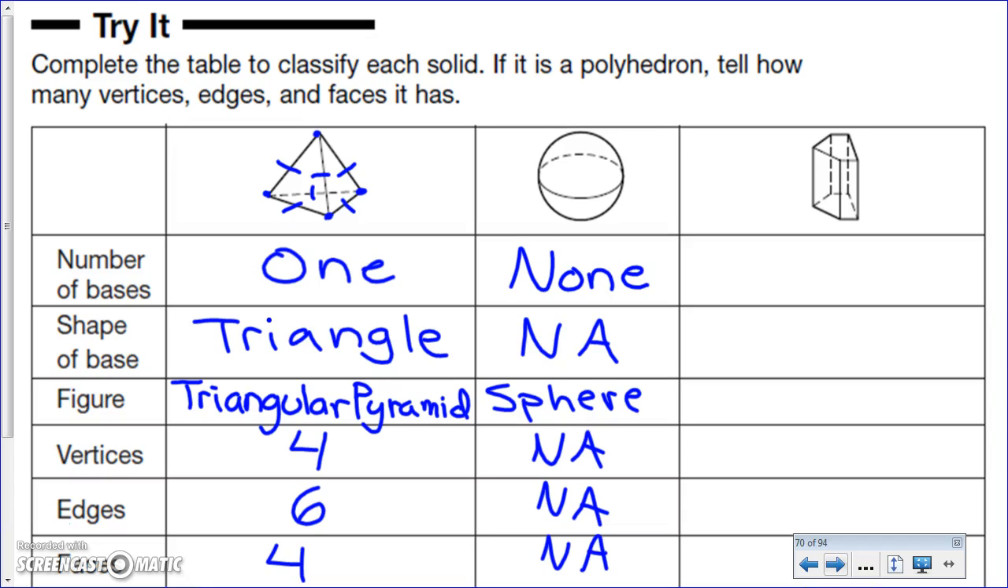All right, our last shape here, if we look at it, we have two sides that are parallel and congruent, so we have two bases. Then we look and we count up the sides on the base face so we can figure out what shape it is, and in this case it has 5 sides, so it's a pentagon. And then, since we have two bases, that makes it a prism, and since the base is a pentagon, it becomes a pentagonal prism.